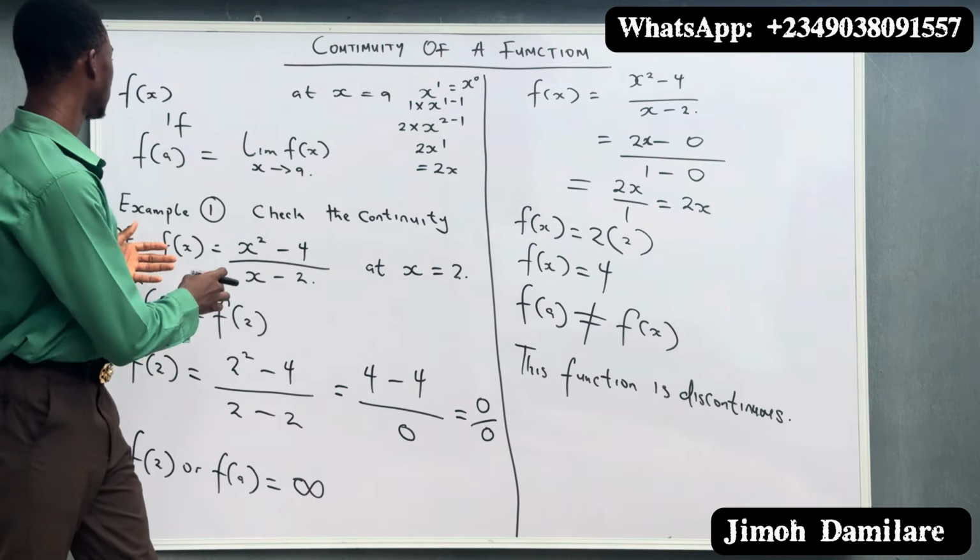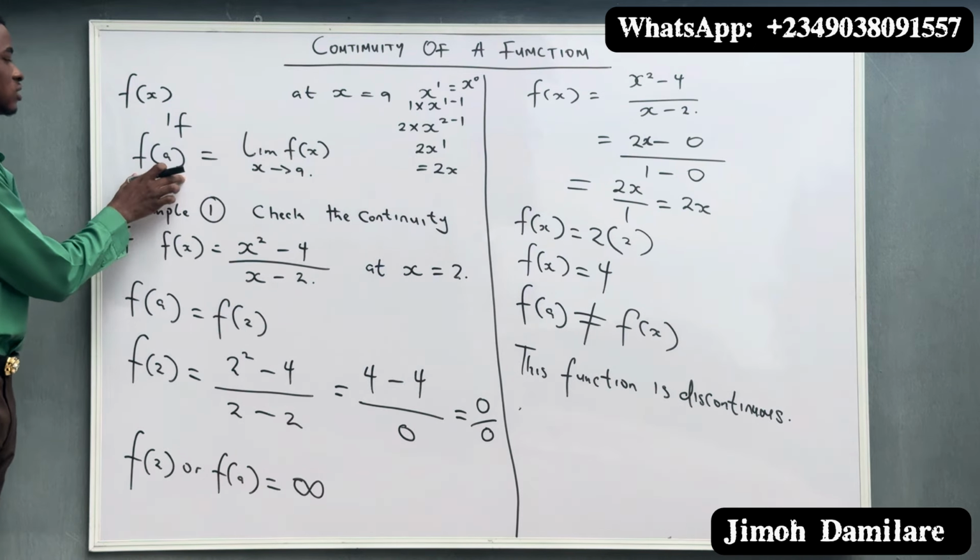You just have to find your f of a first and also find the limit of the function. For f of a, you just substitute what you are given directly in the question, and whatever you get, you find the limit using your methods of limits and substitute. If the answer is the same, you say the function is continuous. But if the answer is not the same, you say the function is discontinuous. So let's look at another example still on the continuity of a function.